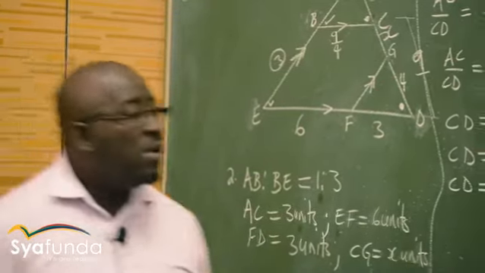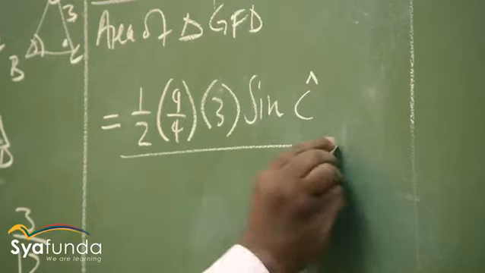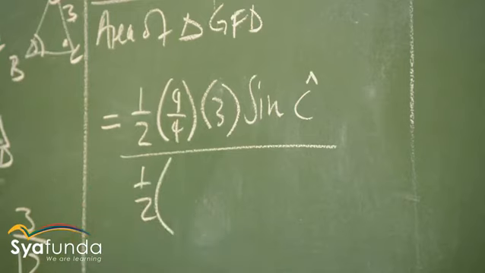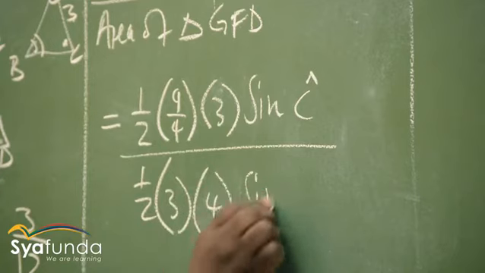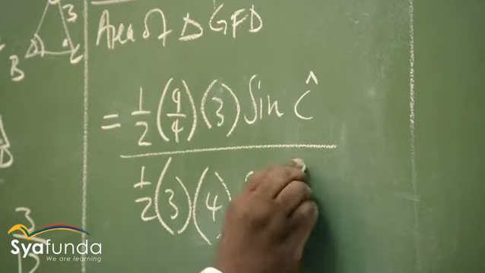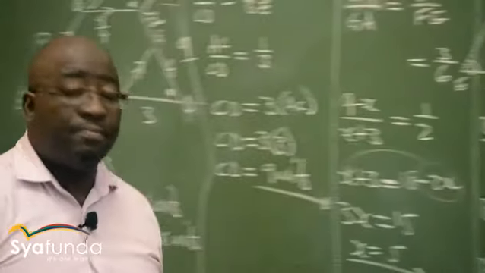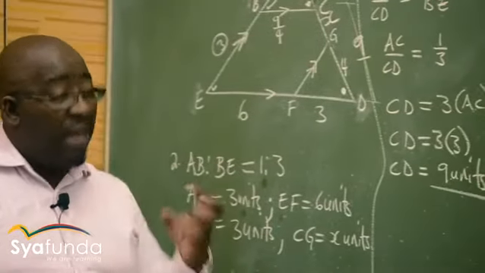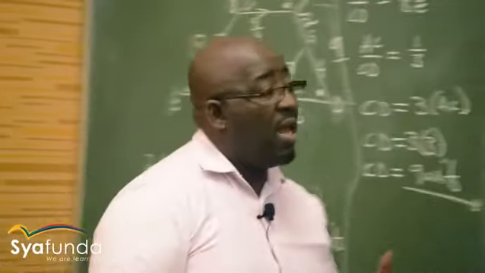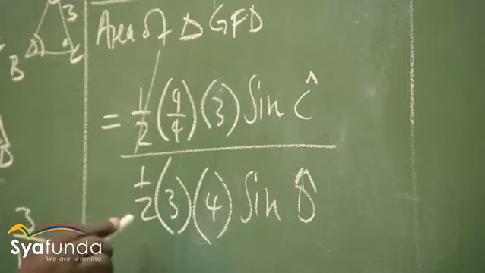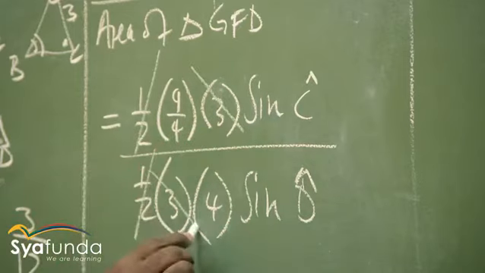Let's write that down. So this will be divided by half of my side just now, 3 times 4, sine of D. So that's what we have. We want the value of that. This one can go with this one. This one can go with this one. We've got 9 over 4 divided by 4.